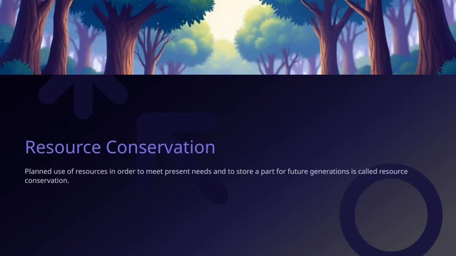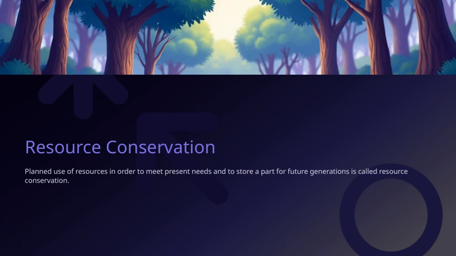Now, let's talk about resource conservation. This is the planned use of resources in a way that meets our current needs without depleting them for future generations. Essentially, it's about managing what we have wisely. By conserving resources, we're ensuring that we can continue to rely on them tomorrow and beyond.